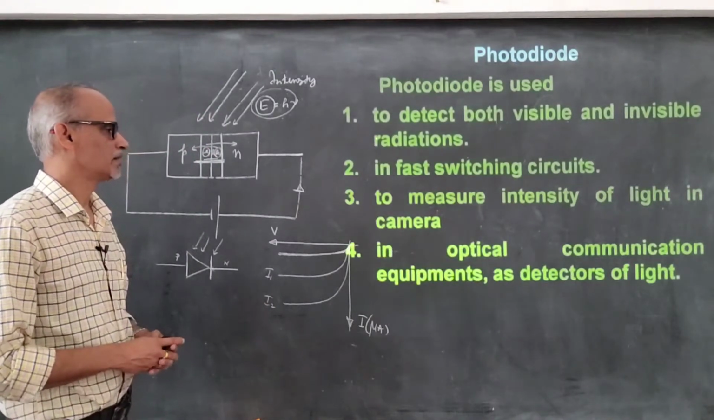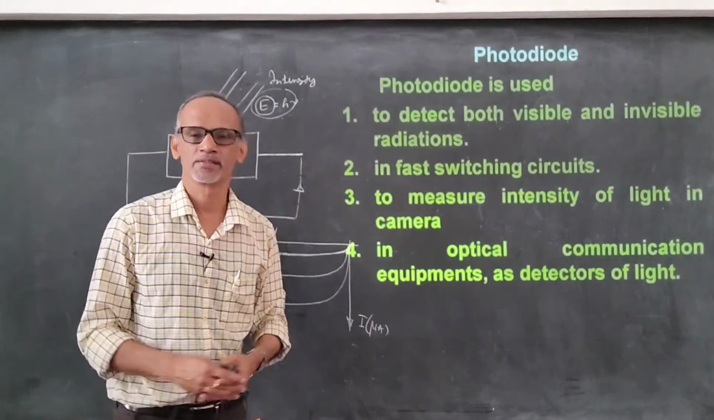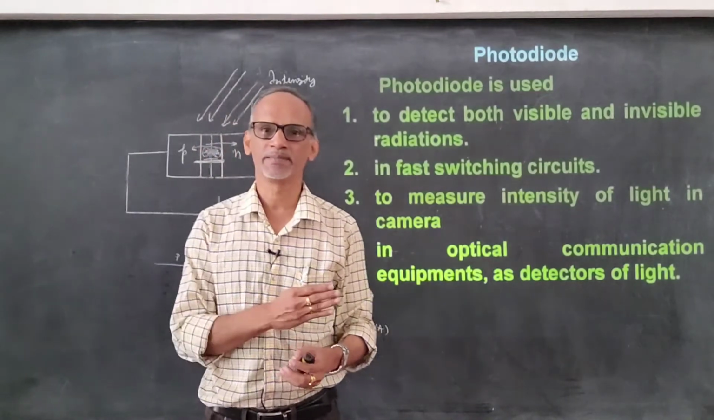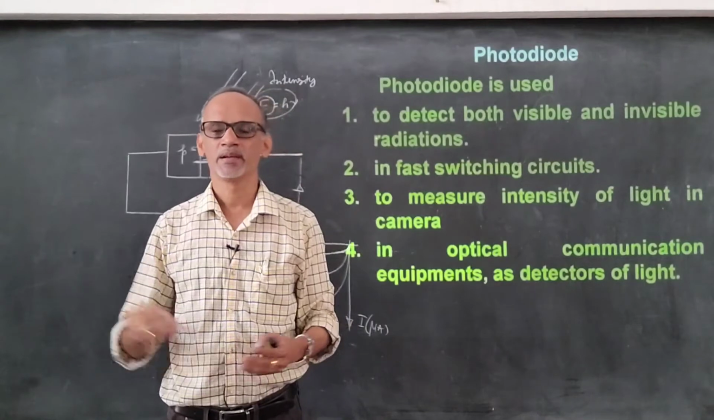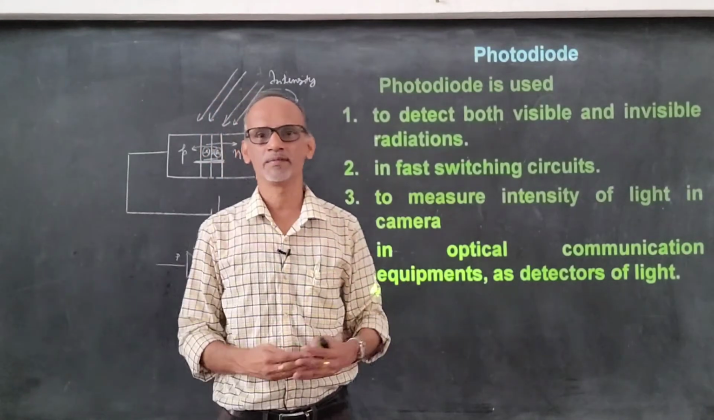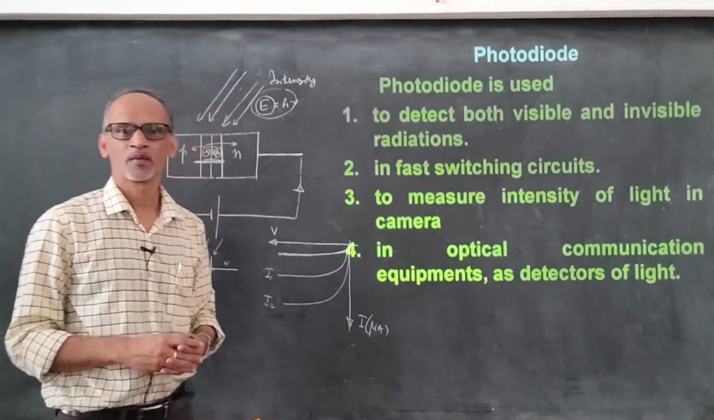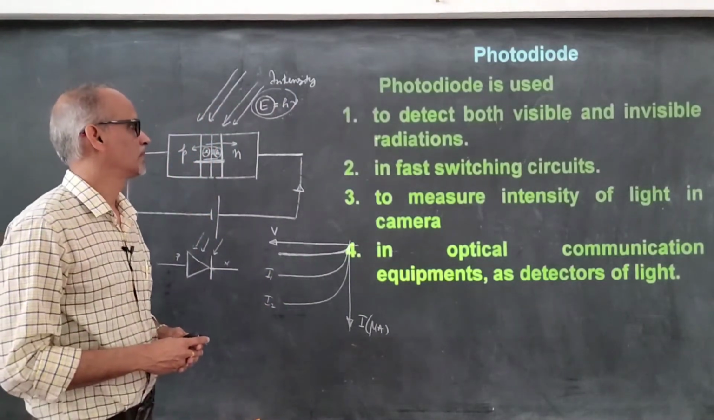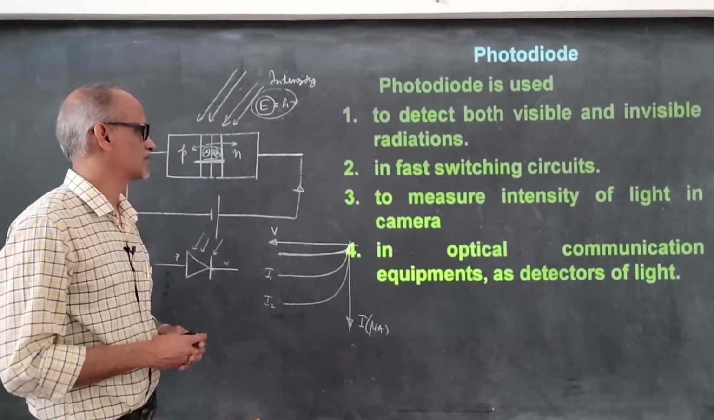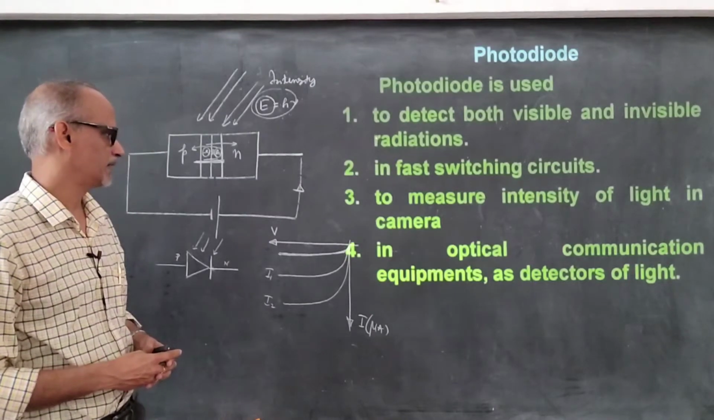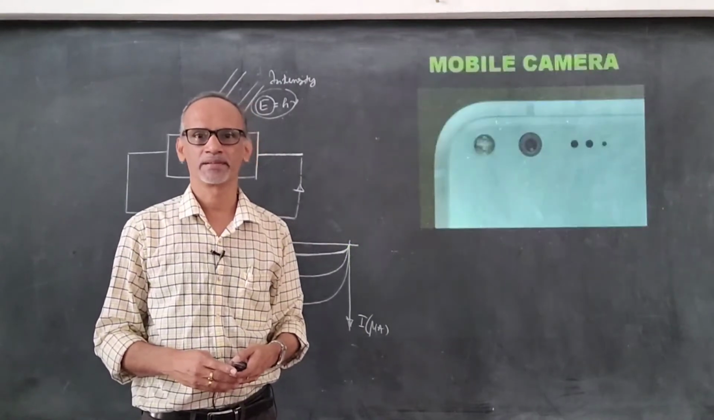And then in OFC, which is optical fiber communication, as a detector of light. In optical fiber communication we use optical fiber, and at one end we use a source of infrared, and to detect that at the other end of the optical fiber we need a device, and the device that is used is a photodiode. So, these are the four important applications of the photodiode: it is used to detect both visible and invisible radiations, in fast switching circuits, to measure the intensity of light in cameras, and in optical fiber communication as a detector.